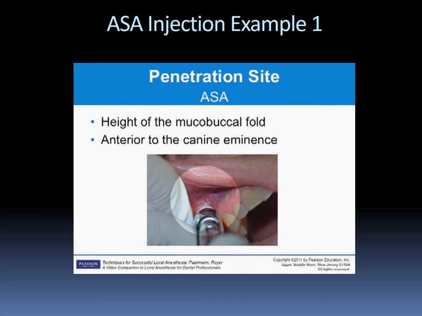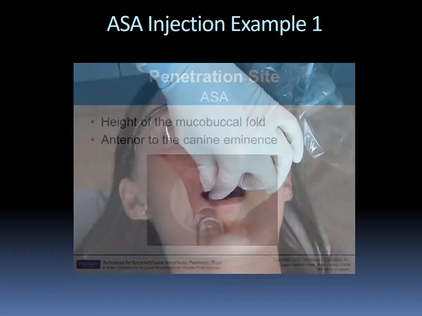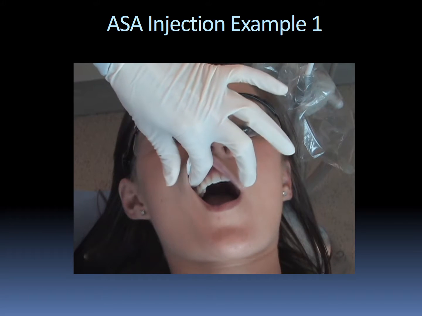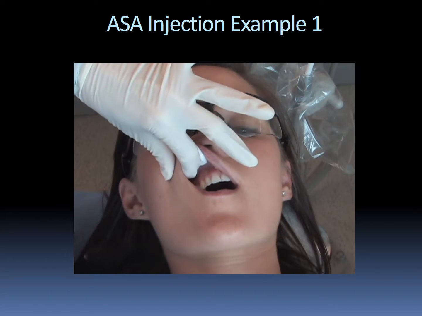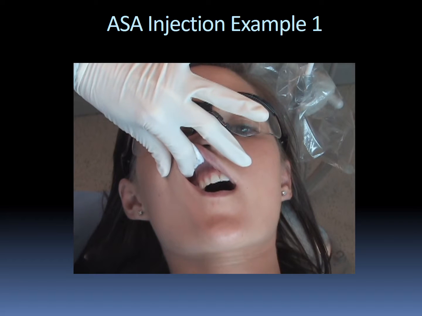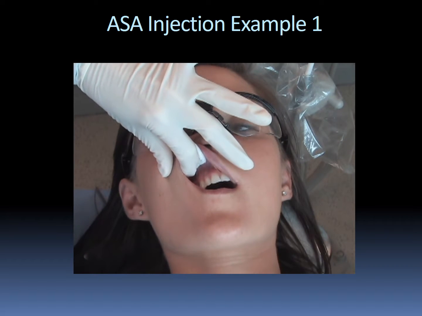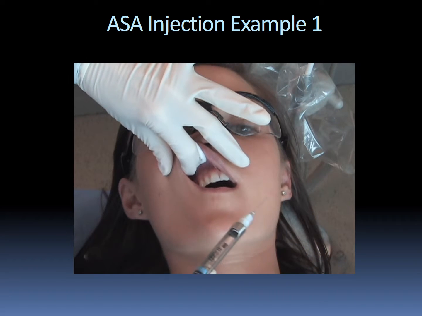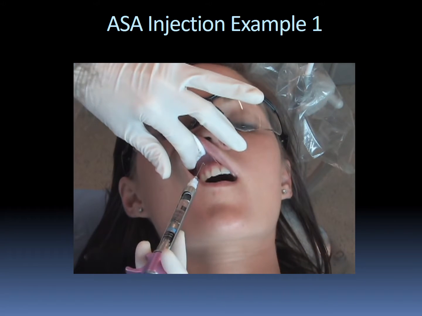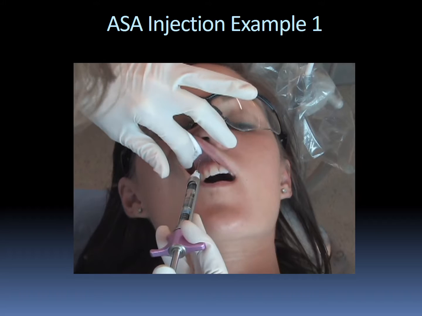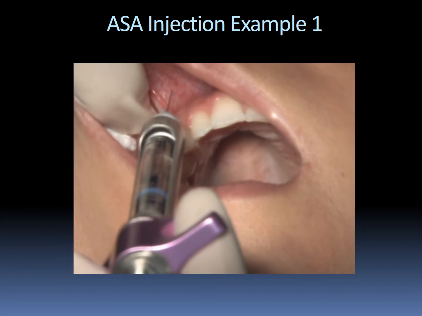The penetration site is at the height of the mucobuccal fold at the canine fossa. To gain access to the site of penetration, gently retract the tissue, pulling the tissues taut while lifting the tissues away from the maxilla. Be sure that the patient's head is tilted up and back in order to enable you to have good vision and easy access.